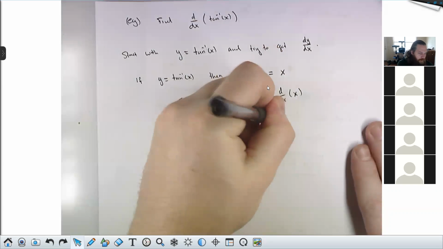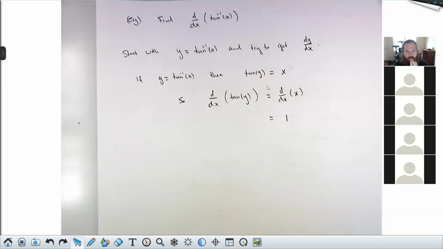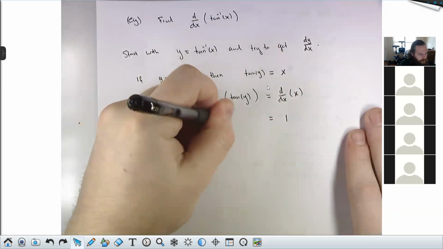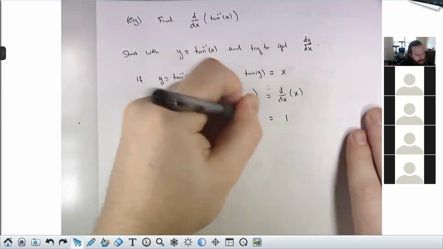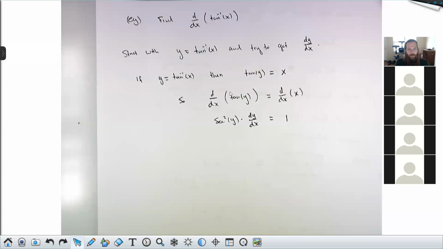The right-hand side is 1. The derivative d dx of x is 1. What's the derivative of the tangent function? Secant squared. Good. So this will be secant squared of y times dy dx. All right, differentiating the outer function, derivative of tangent is secant squared. I leave the inside alone. And then we multiply by the derivative of the inner function. The inner function is y, so its derivative is just dy dx, or y prime. So you see, implicit differentiation really is just the chain rule. There's nothing magic going on here. It's literally just the chain rule.